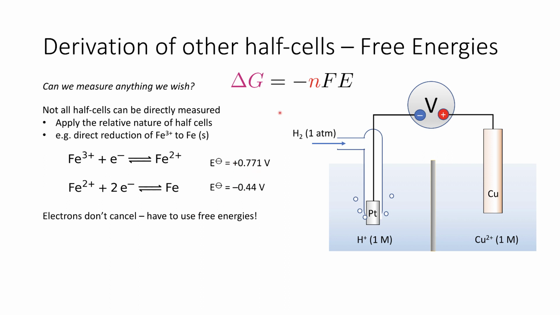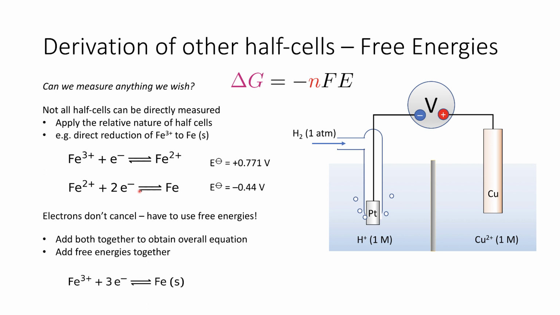We convert these electrode potentials into free energies for each process. What we do is simply add both of them together to obtain the overall equation, and then we add the free energies together. You can see that if we add these together, the iron 2 terms cancel out, we gain an electron, and that gives us the overall cell equation here.